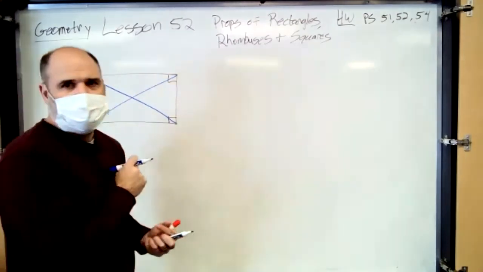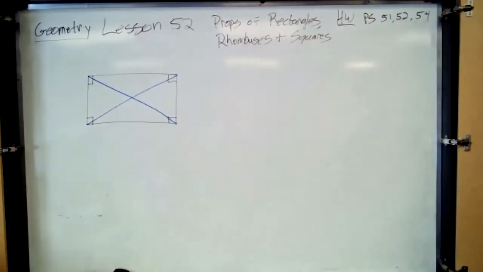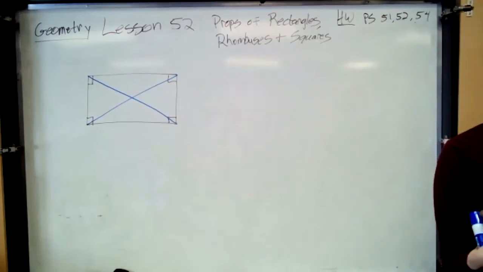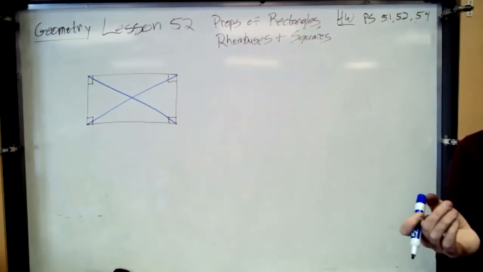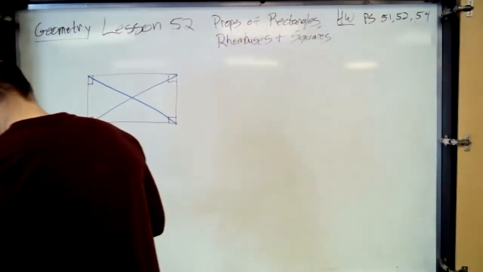What about the two blue lines? What can you tell me about the two blue lines? Don't overlook the obvious. They cross, they intersect, but transversal, no, well, you could get there, but you're overcomplicating it. What do you know about the two blue lines? What's your gut tell you? They're the same length. That's right. Diagonals are congruent.